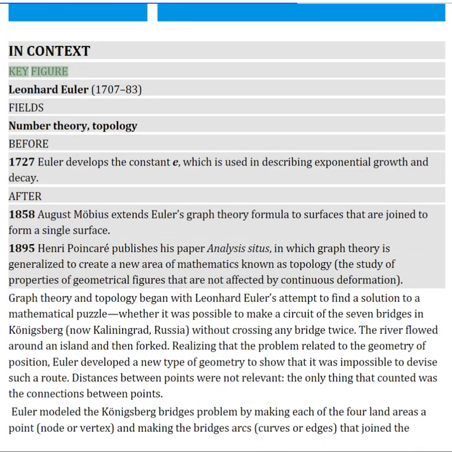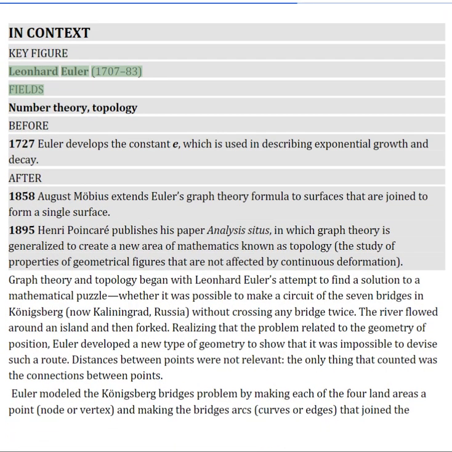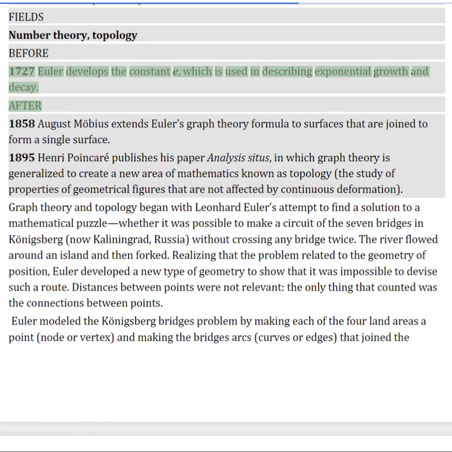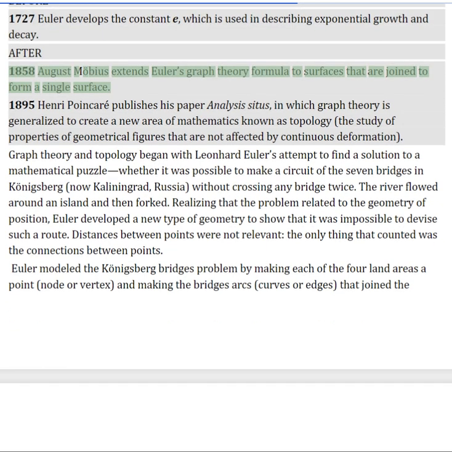In context. Key figure: Leonhard Euler. Fields: number theory, topology. Before: 1727, Euler develops the constant e, which is used in describing exponential growth and decay. After: 1858, August Möbius extends Euler's graph theory formula to surfaces that are joined to form a single surface.